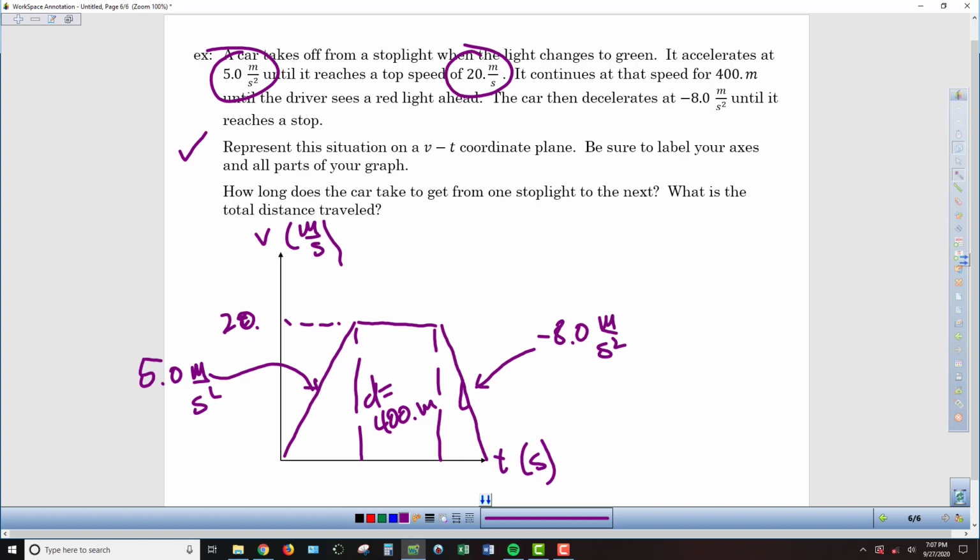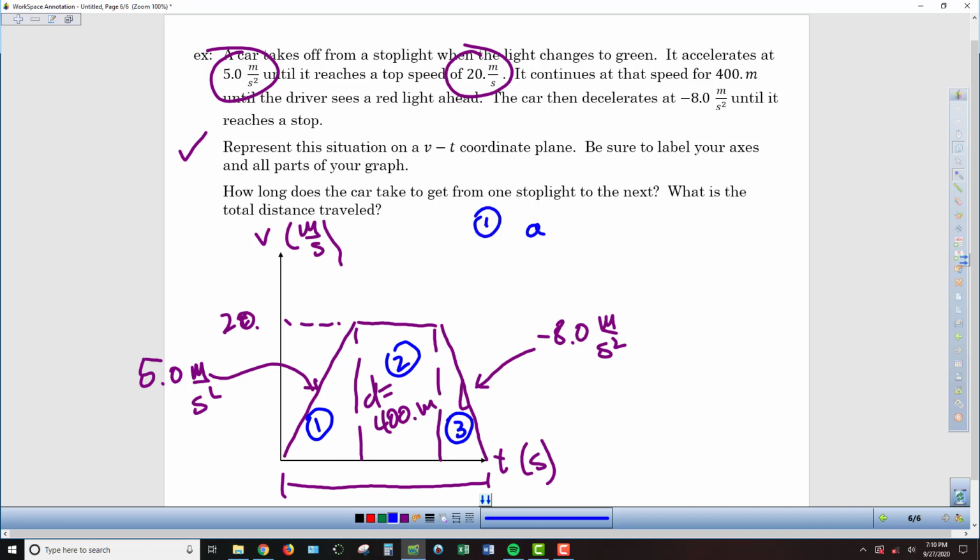And so now we're asked how long is the car going to take to get from one stoplight to the next. So we're asked for this period of time along our x-axis. And then we also want to know what the total distance traveled is going to be. So we'll take a look at this problem with 3 distinct segments. There's the acceleration phase, there's the period of time where we're traveling at a constant rate, and then we have the deceleration phase. So let's focus on part 1 here.